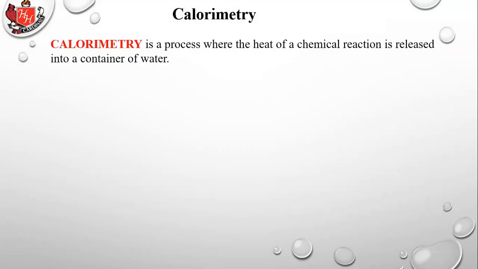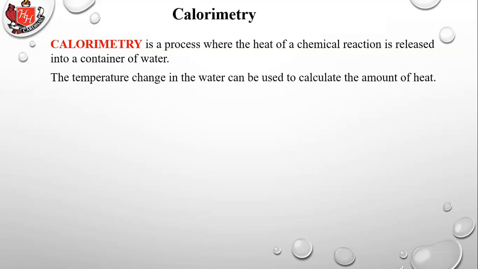So let's start with calorimetry. Calorimetry is a process where the heat of a chemical reaction is released into a container of water. The temperature change in the water can be used to calculate the amount of heat. Again, we don't have a device that can measure heat, but we do have a device that can measure temperature called a thermometer.